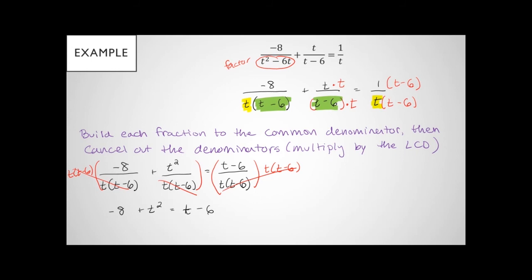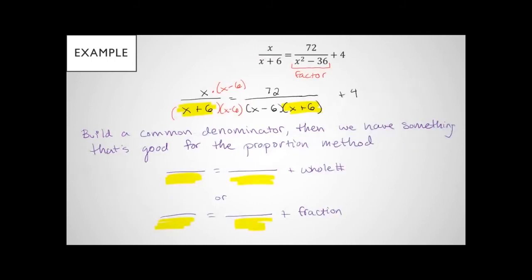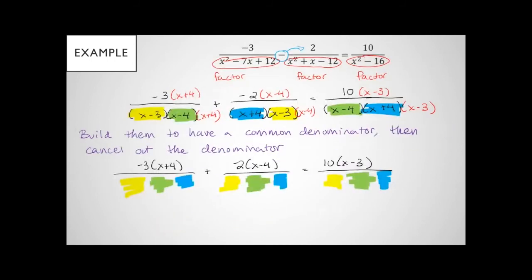So I can continue the color coding here. They all have the yellow T. They all have the green T minus 6. So you just multiply both sides by the denominator, it's gone. You're left with just what's on top. So that's the same thing that we do here.